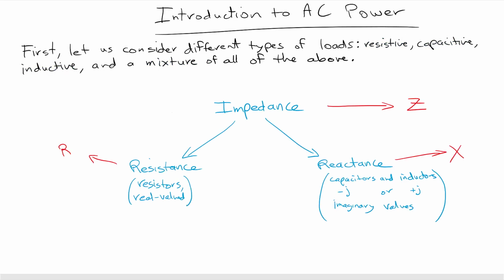Now impedance, Z, that we know, can come in two forms. Resistive, as we know, and then something new that you haven't really seen before is reactance, and we use the symbol X for that. The reactance represents inductors and capacitors with the J operator to make them imaginary. And the resistors are real valued.